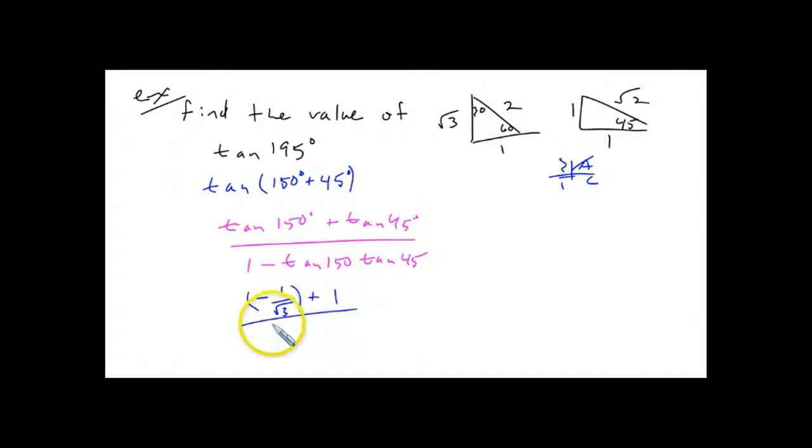And then over 1 minus those two things multiplied together. Because I already know tangent 150 and I got tangent 45, so there are only two things to really find. So negative 1 over root 3 times 1. So this is going to leave me with negative 1 over root 3 plus 1 over 1 plus 1 over root 3. Because we have the negative times the negative will give me the positive. 1 times 1 over root 3 is just 1 over root 3. And believe it or not, I'm going to be good with that.